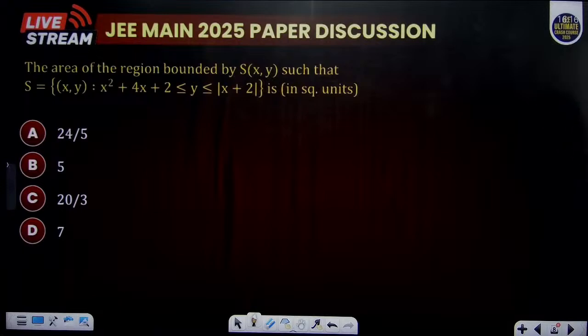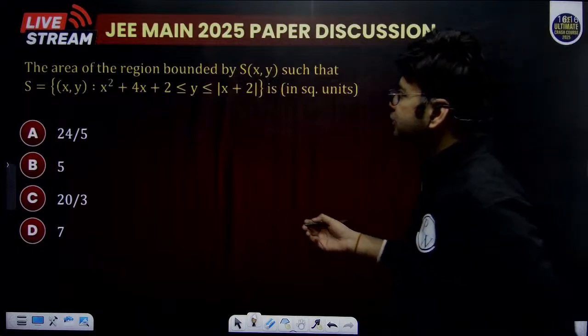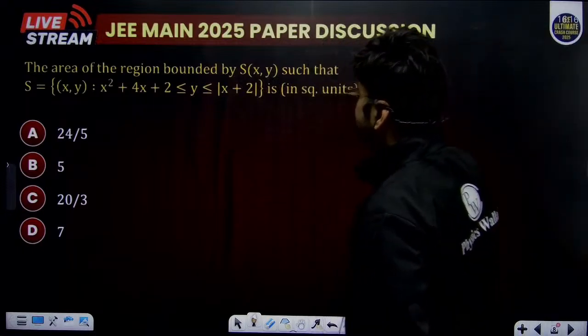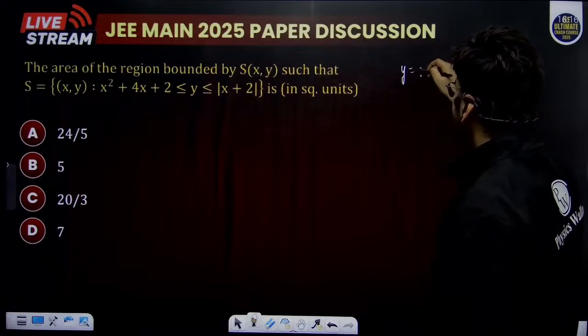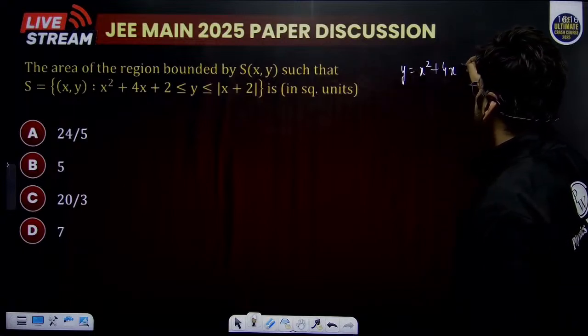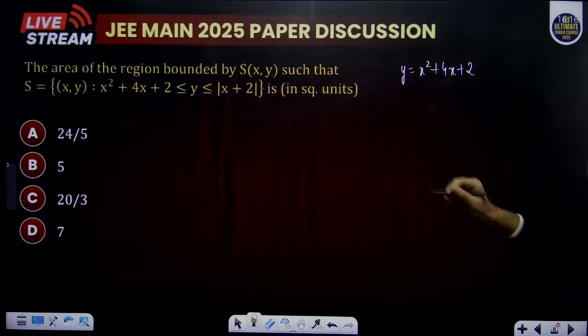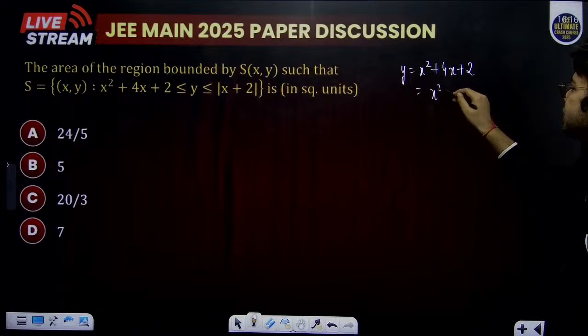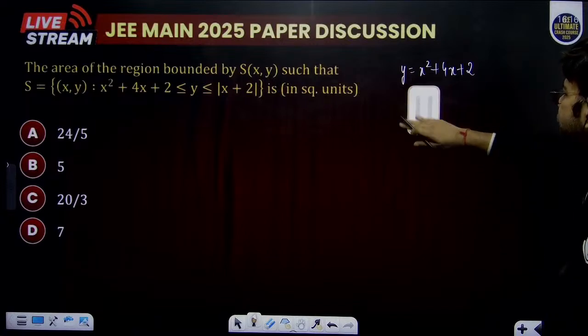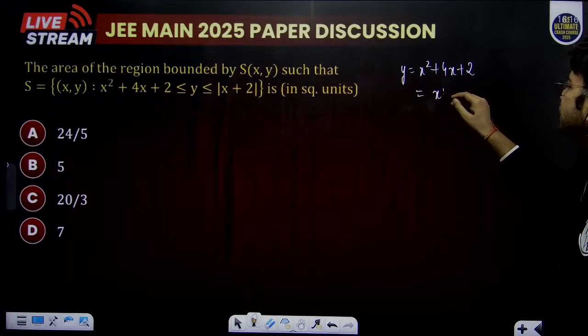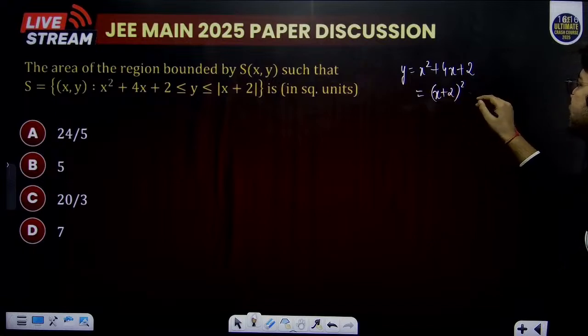Let's move to the next question. Area under the curve, fascinating question. We will try to plot the graph. Once the graph is plotted, then we'll calculate the area via integration. So again, let's try to plot the graph of first y equal to x square plus 4x plus 2. This can be written as x plus 2 whole square minus 2.